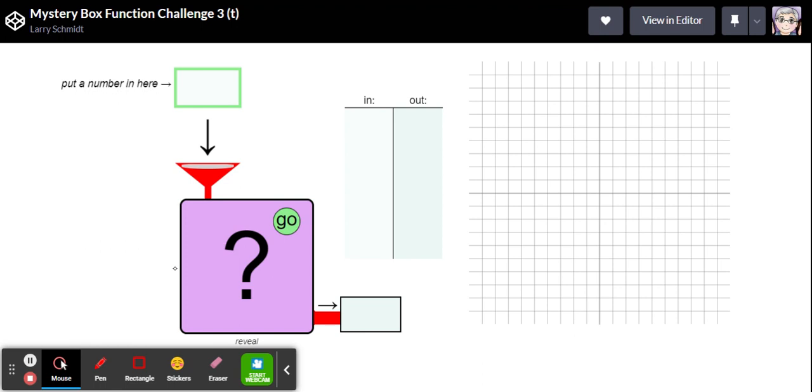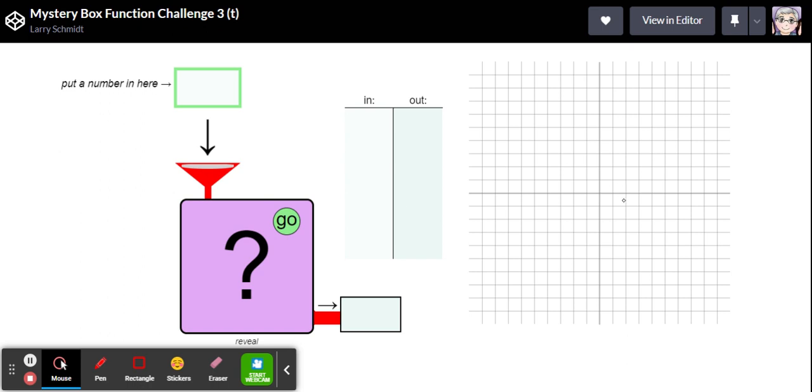So in these challenges, you have this mystery purple box. There's a function inside here, something that changes the numbers. You put them in the top, they come out transformed at the bottom. And your job is to figure out what is that function? What is actually being changed? How are those numbers being changed in here? So you can put in as many numbers as you like and see what comes out. We'll keep track of it in a chart.